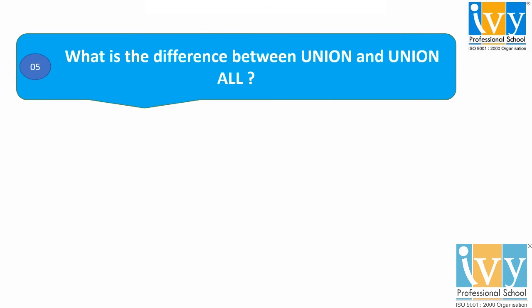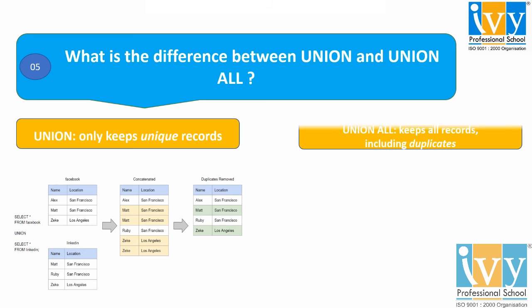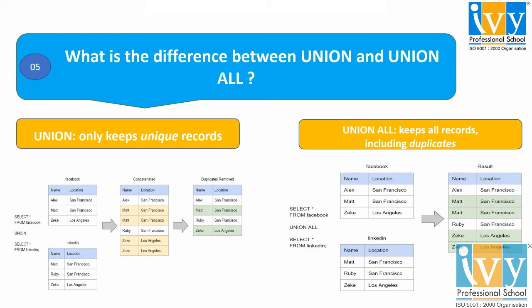Moving to the last and final question, what is the difference between UNION and UNION ALL? The main difference between UNION and UNION ALL is that UNION extracts only the unique rows from the queries, whereas UNION ALL extracts all the rows including the duplicates from both the queries. We can see over here the example that is given. UNION extracts only the unique records, whereas UNION ALL keeps all the records including the duplicates.